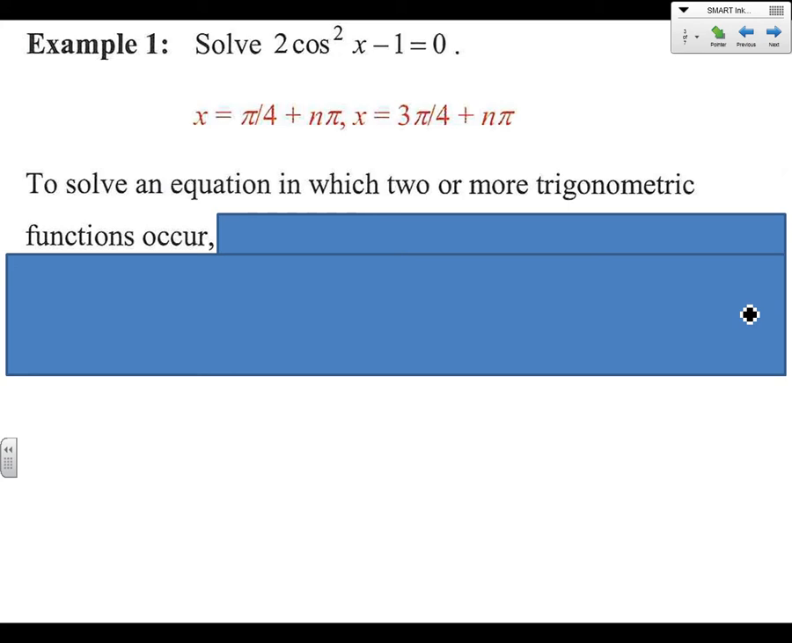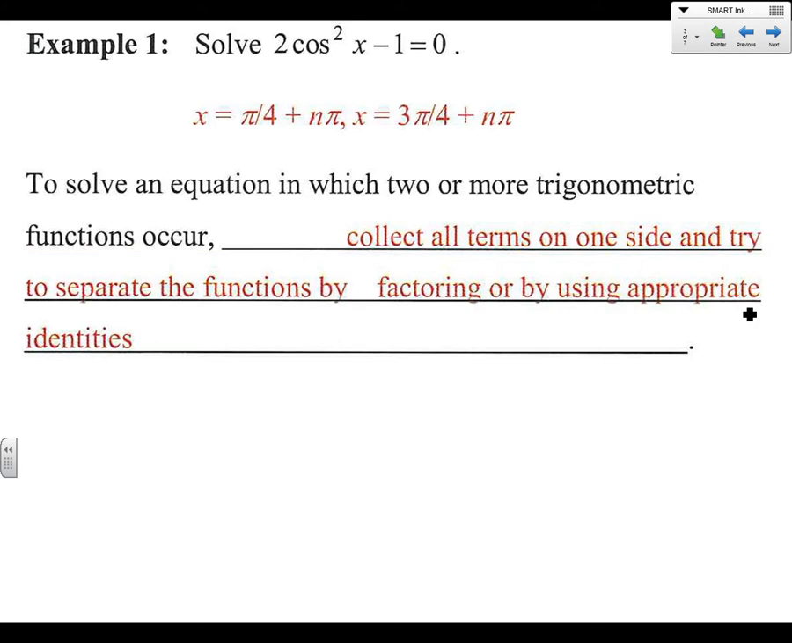Alright, so let's take a look at example 1. The solution is there. We're going to get to that in a second, but let's fill in the blanks here for our tip. To solve an equation in which 2 or more trig functions occur, collect all the terms on one side and try to separate by factoring or using appropriate identities.